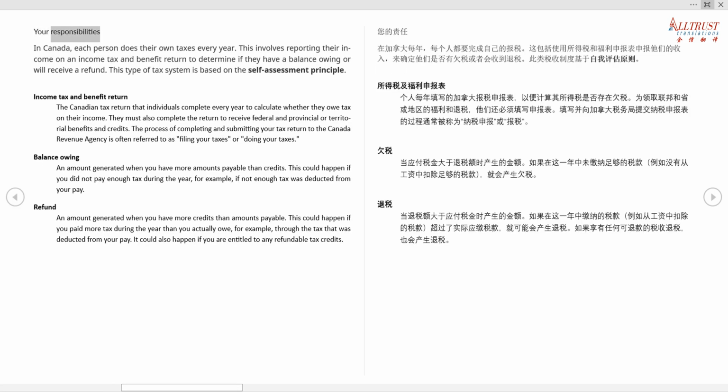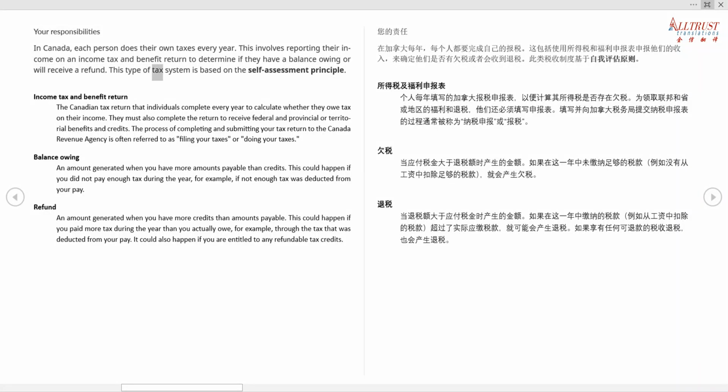Canada.ca Taxes Income Tax Personal Income Tax Learn about your taxes. Know your rights and responsibilities. Your responsibilities. In Canada, each person does their own taxes every year. This involves reporting their income on an income tax and benefit return to determine if they have a balance owing or will receive a refund.